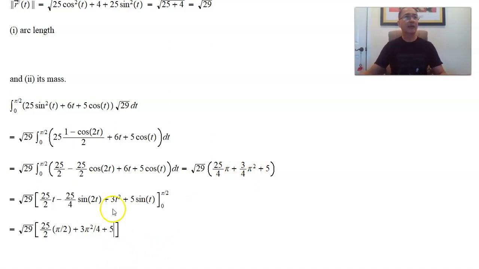Okay, so now the mass, which is of course a lot easier because for the mass, I'm sorry, the length.